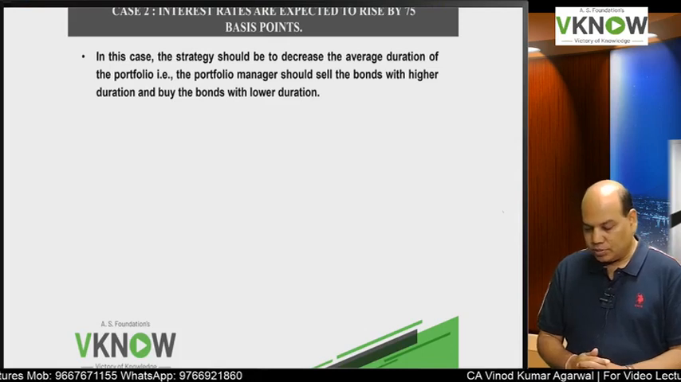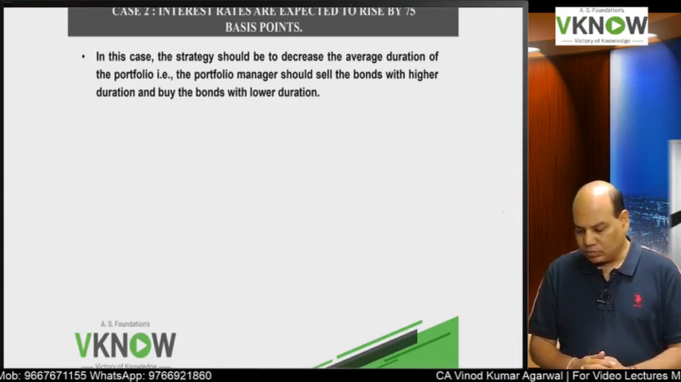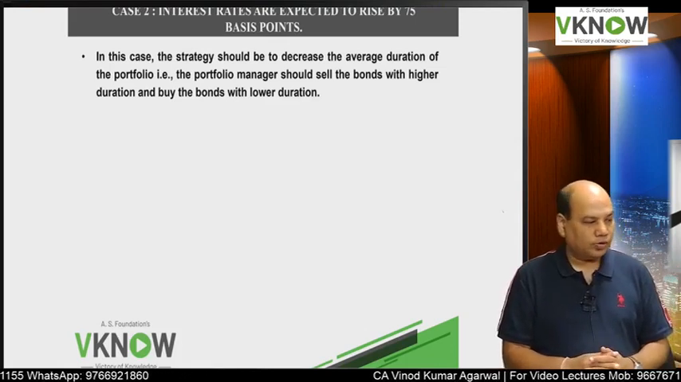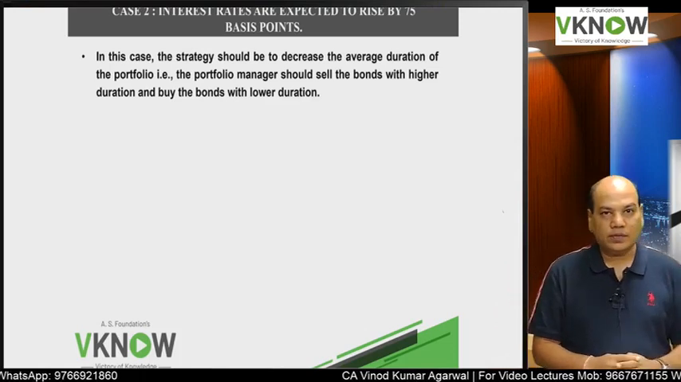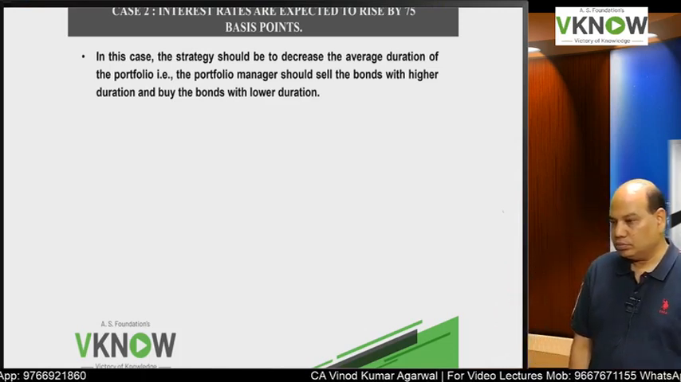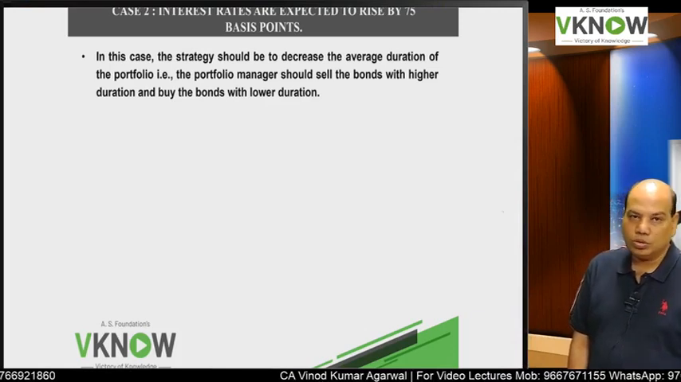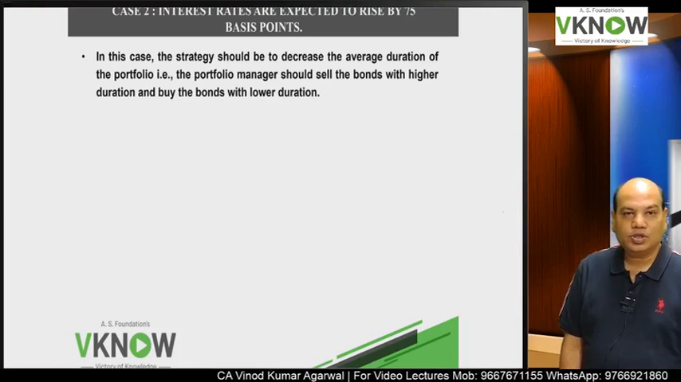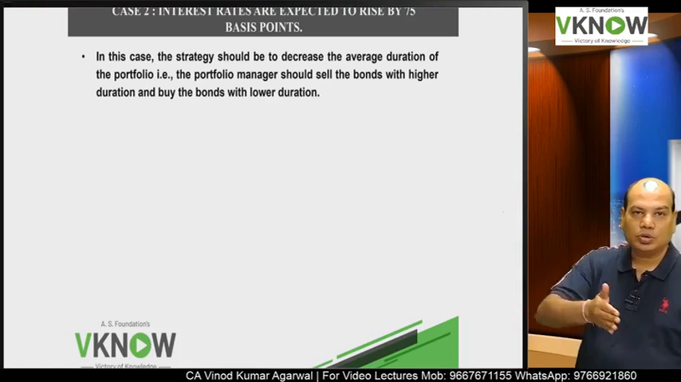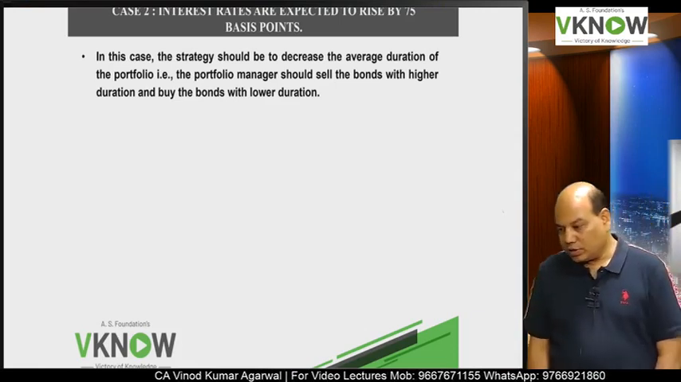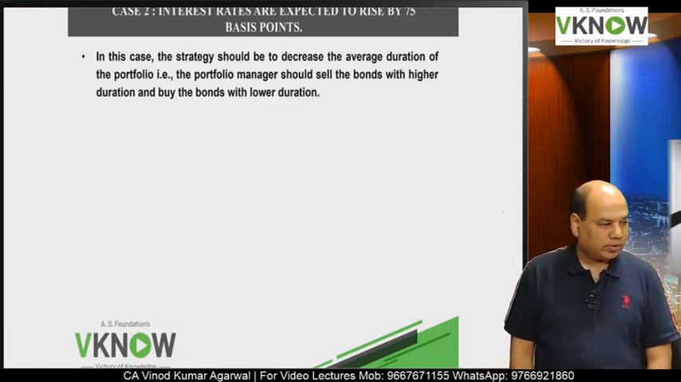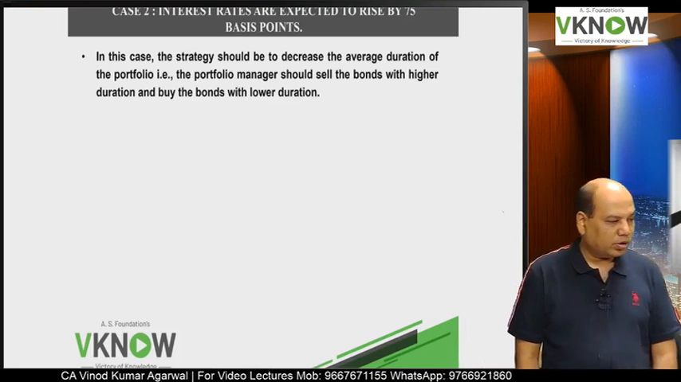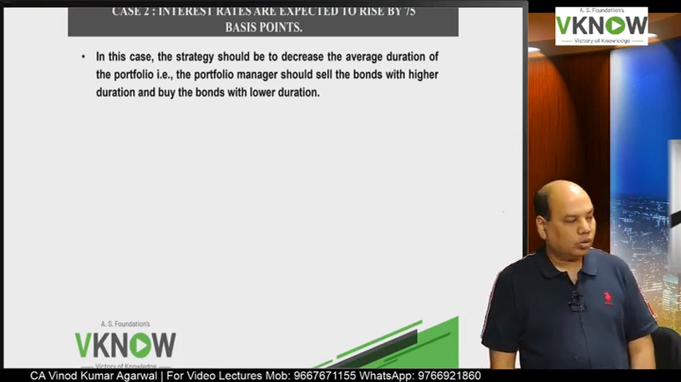So write down, in this case, the strategy should be to decrease the average duration of the portfolio. Because you know that the bond prices are going to fall, you will take a lower hit if you shift your funds from higher duration bonds to lower duration bonds. That is, the portfolio manager should sell the bonds with higher duration and buy the bonds with lower duration.